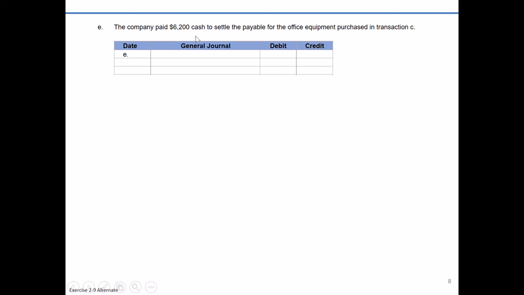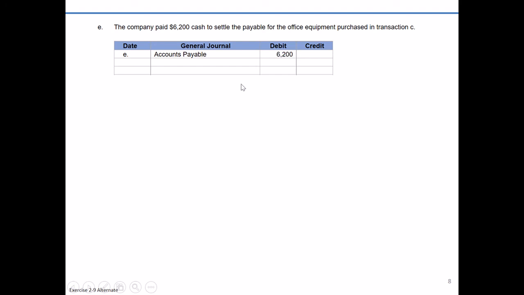What's our benefit? Well, our benefit might seem unusual in this situation, but our benefit is that we're reducing a liability. That's beneficial. We don't owe our vendor as much in this situation. So our benefit is we're going to reduce accounts payable. Accounts payable is a liability. We reduce it or decrease it with a debit of $6,200.